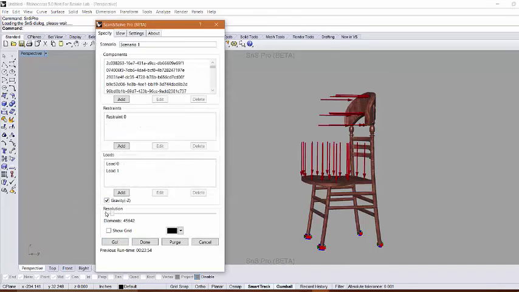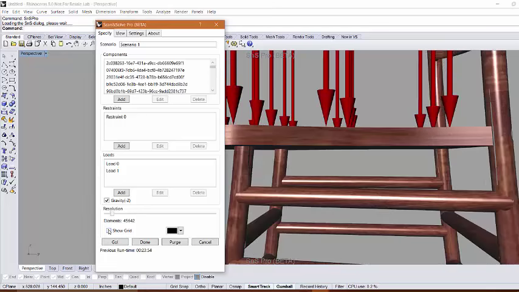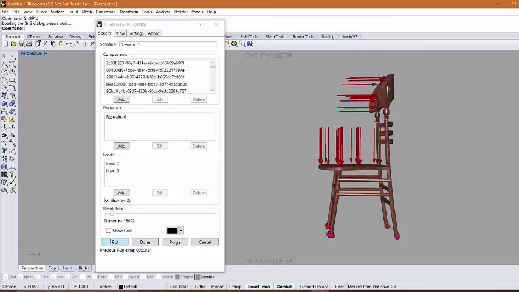The gravity box is checked, so gravity will be applied, and the resolution is set to around 46,000. I know this is a good resolution by viewing the solution grid. As you can see, almost all cross-sections have about 3 cube faces. This is the desired amount for an accurate simulation. The simulation is set up properly and ready to run. The simulation is complete and the chair is ready to be analyzed.